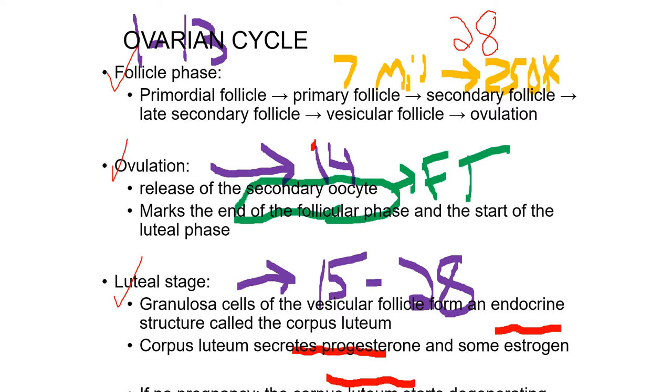All right, so we have days 1 through 13, or 1 through 14. The follicles are being matured. Ovulation, the winner for the month, is released into the fallopian tube.